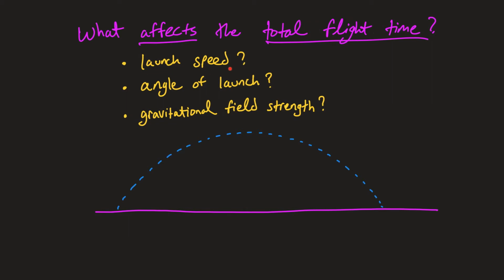Launch speed is one that makes sense conceptually. If you launch it up at a much higher speed, you could reason that it would probably take more time to fly through the air. Maybe if you launch it at a higher angle, it would take longer to fly through the air. That certainly makes intuitive sense. And then gravitational field strength. If we were on a planet with very little gravity, you'd launch it up into the air at some speed, and it would take a long time for that thing to come back down. So these three things seem pretty intuitive.